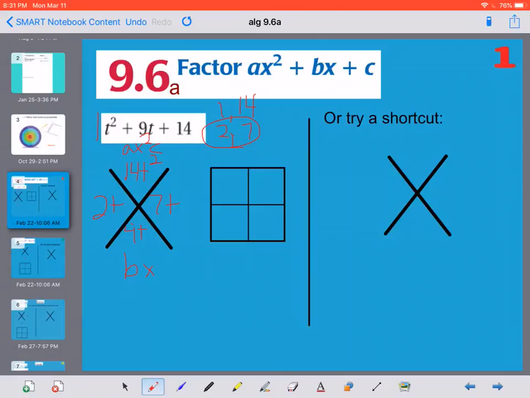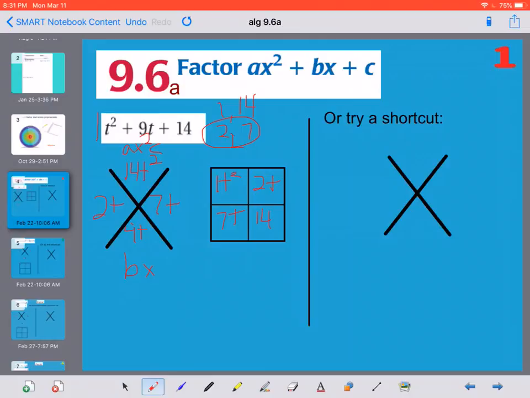Now remember, in here goes ax squared. So our ax squared was 1x squared. Over here is our dx, or our 2t. Again, I need to change this to t again. Down here goes our other one, which was 7t. And then our c goes in the last box.